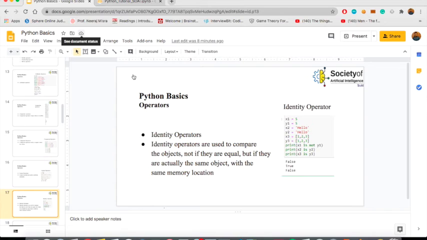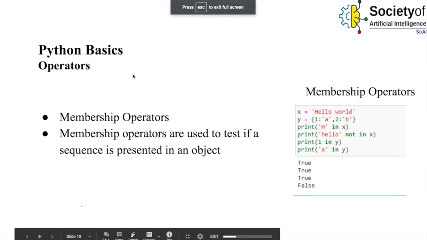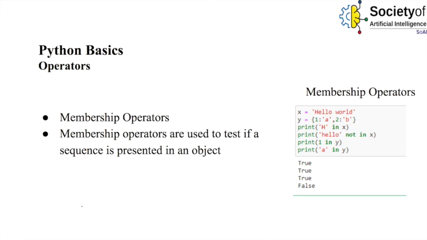Okay, now we will see the next operator, which is membership operators. Membership operators are used to test if a sequence is present in an object. Like if x is the string hello world, then I can check whether an alphabet is present in that string x or not. So here I have checked print h in x. This returned true because we can see this h over here.